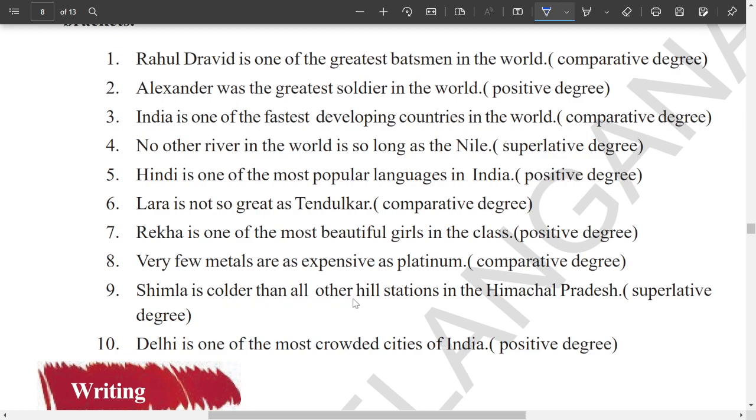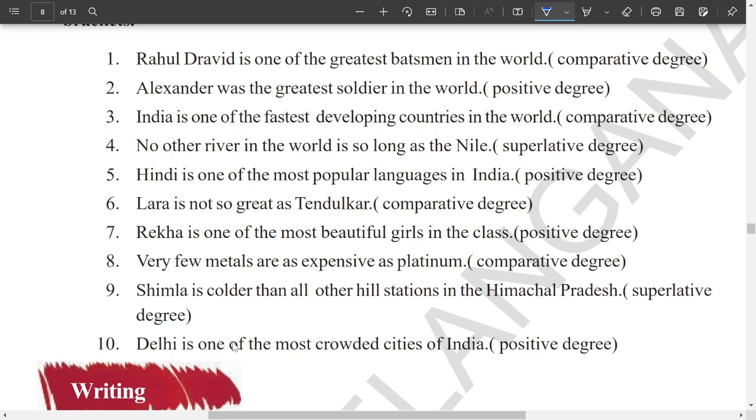Next one, Shimla is colder than all other hill stations in Himachal Pradesh. That is in comparative. Superlative degree is Shimla. We have to only identify, highlight Shimla here. Shimla is the coldest. Okay, colder, coldest. It changes into coldest. Shimla is the coldest hill station in Himachal Pradesh.